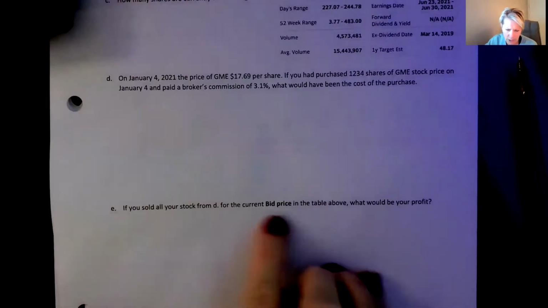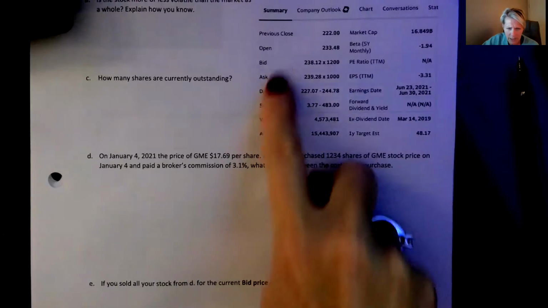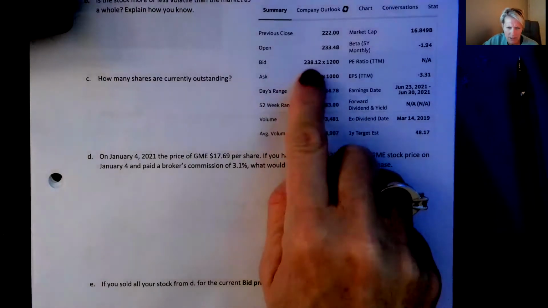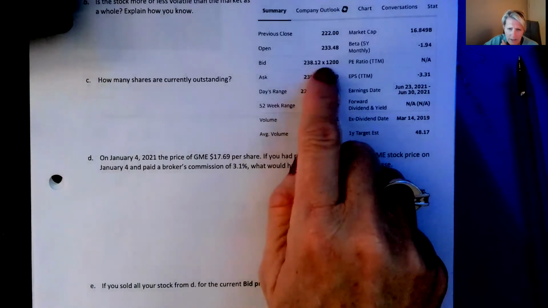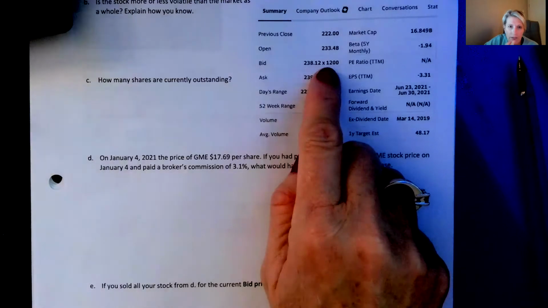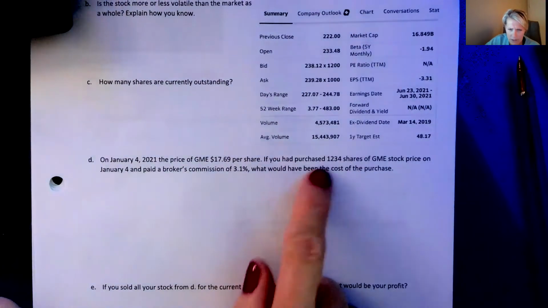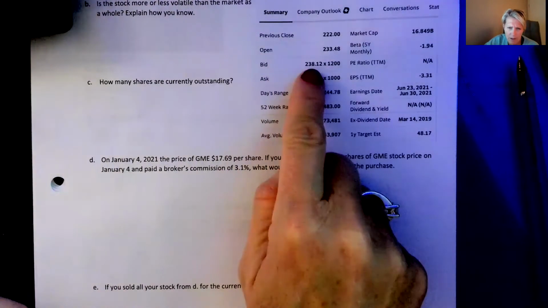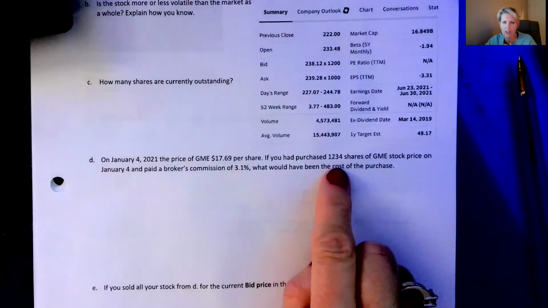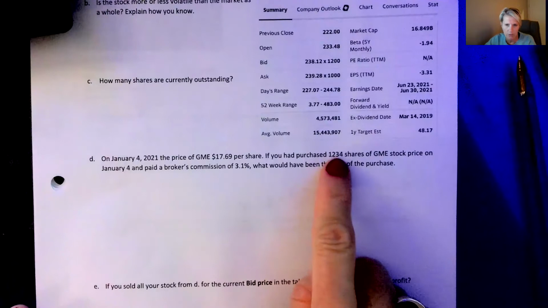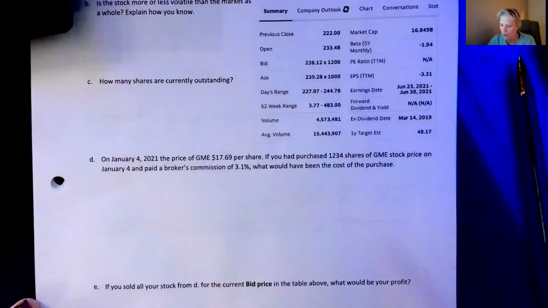So a question on the 3.5 worksheet came up on part E. It's asking if you sold all your stock from D for the current bid price, and the current bid price is saying that somebody is willing to pay $238.12 for up to 1,200 shares. And so we're going to pretend that somebody was willing to buy all of your shares, the 1,234, at that price. Because the bid means somebody else is bidding to buy those shares, but you actually have more than the 1,200. But you're going to pretend that you're going to sell all 1,234 of your shares for that price of 238.12 for part E.